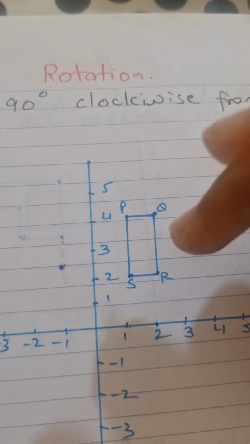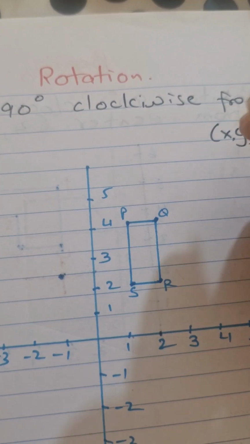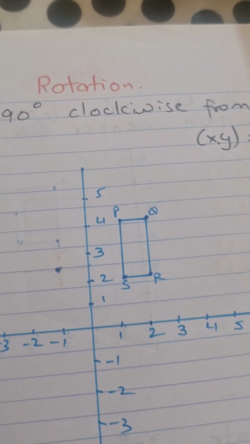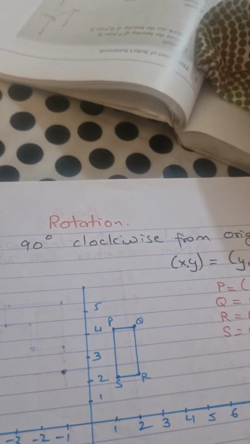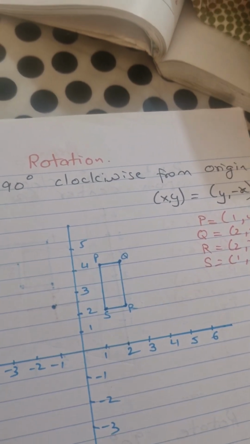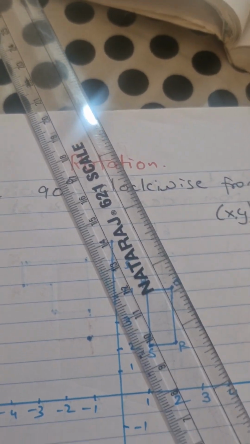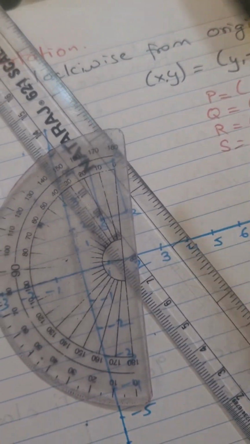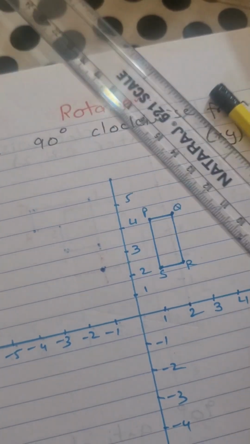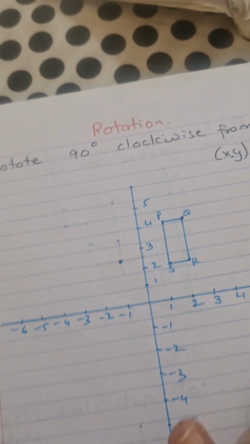So today we are going to draw or rotate an object without trace paper. Okay, this is the trace paper. I will teach you with trace paper also, but first we will do without trace paper. Okay, so for this you need a ruler, a protractor, pencil and eraser. I have already drawn some questions for you.